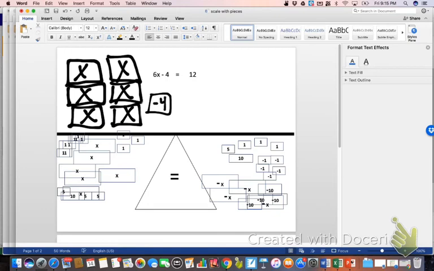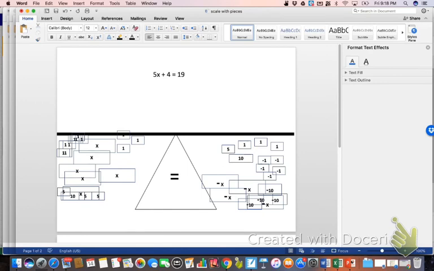Okay, so that is all on the left side of my equal sign. And then, of course, the 12 belongs over here on the right side of my balance beam, and I'm just going to make one little box to represent the fact that I have 12. So now I have a model of the equation 6x minus 4 is equal to 12.